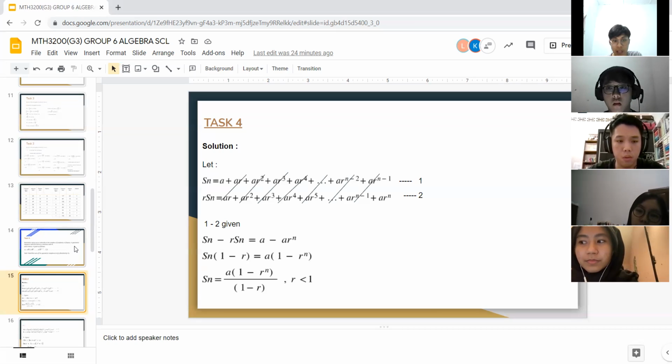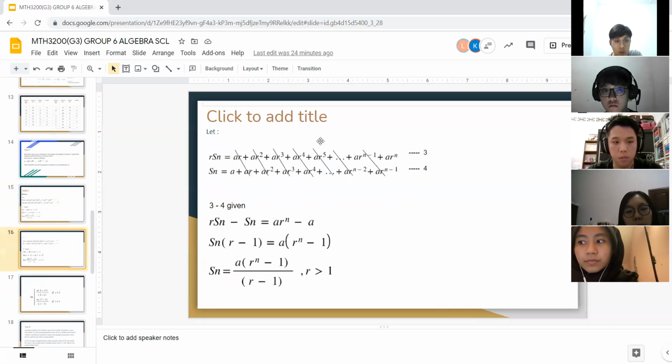So we get Sn at the left side. So at last we will get Sn is a times 1 minus r power n divided by 1 minus r. So this is for when r is smaller than 1. While the next one is for r bigger than 1.